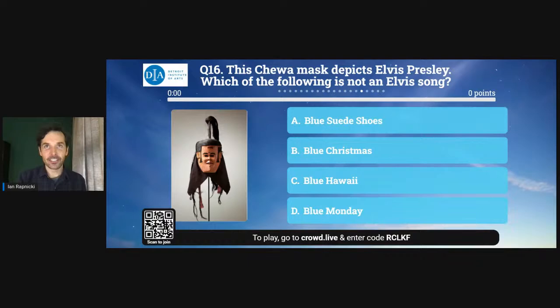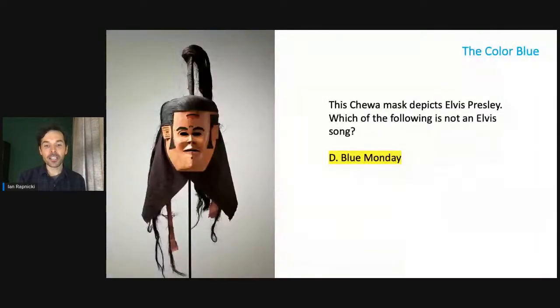All right, Elvis fans, you knew it. D, Blue Monday, is not an Elvis song. The artwork we're seeing here, which is very cool, relatively new to the DIA's collection, I was really excited to see it come in, is also known as Elvisi. It's made sometime in the mid-20th century. I guess the date's not that clear, but obviously, it's about Elvis Presley, so we know it can't be before the 1950s. It's made out of wood with paint on it and hair.